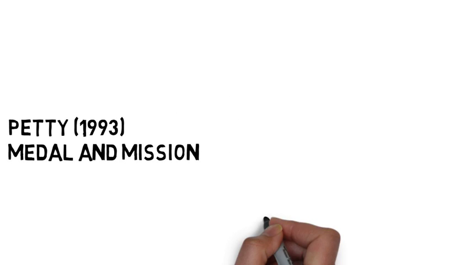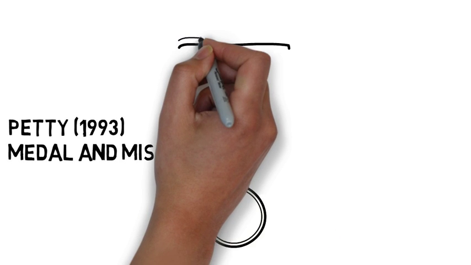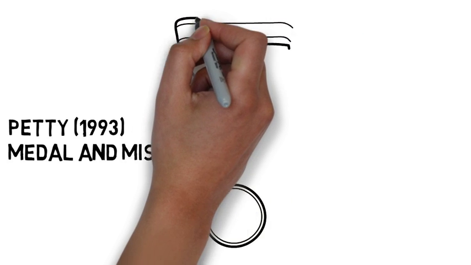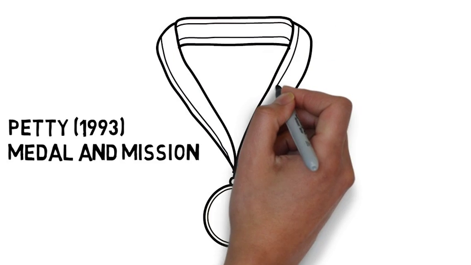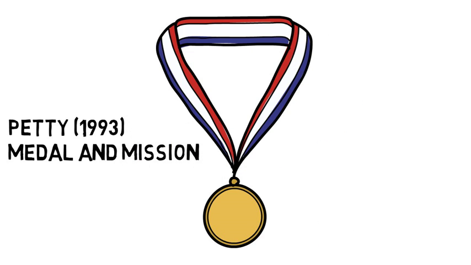Petty's medal and mission model can be used as a method of giving feedback. Its structure allows the learner to reflect on how they can improve through feedback. The medal is what the learner has done well, and the mission is how things can be improved. This enables learners to reflect on what didn't go so well and creates a dialogue between teacher and learner about how things can be improved.